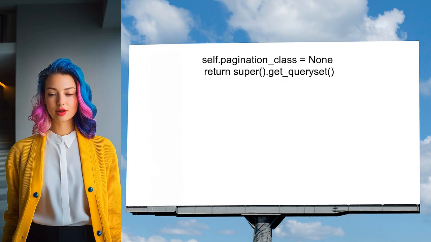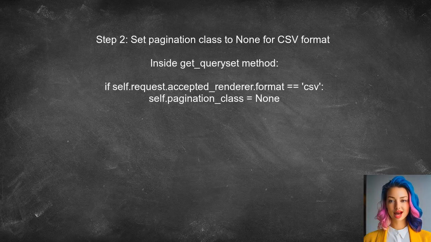To dynamically control pagination in the Django Rest Framework, the user can override the getQuerySet method in their model view set. This allows them to check the request format and set the pagination class accordingly. Next, the user should ensure that the pagination class is set to none when the request format is CSV. This is done by checking the accepted renderer format in the getQuerySet method.